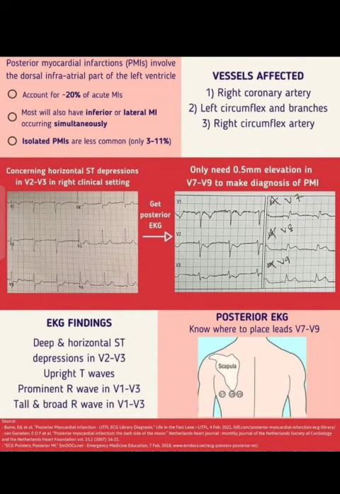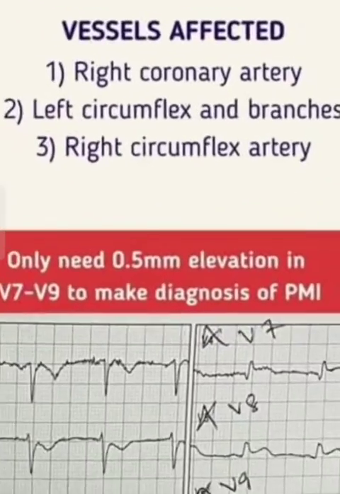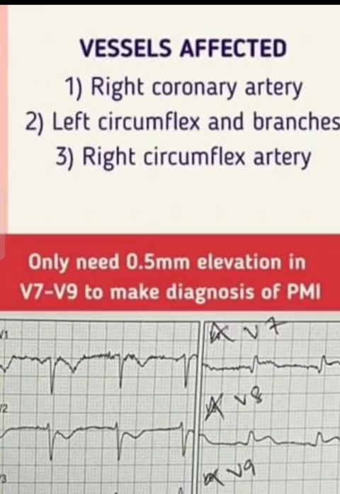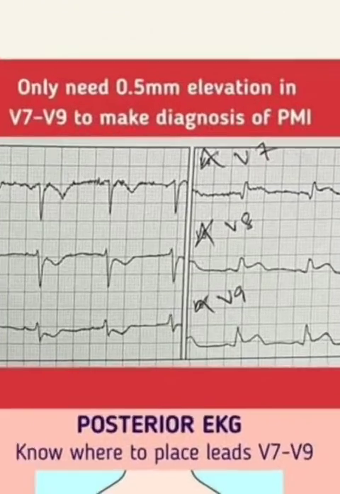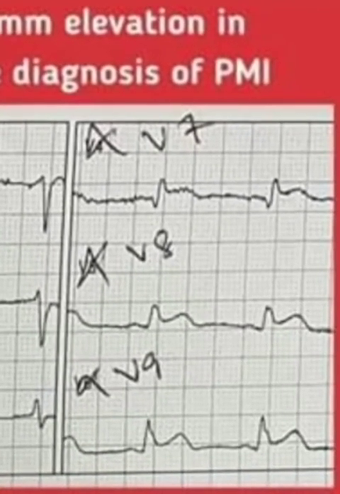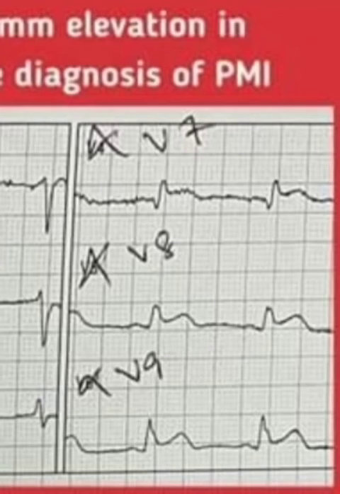Posterior MIs involve the dorsal infra-atrial part of the LV. They account for nearly 20% of MIs. Most will also have an inferior or lateral MI simultaneously. Isolated posterior MIs are less common, at 3 to 11%. Vessels affected include the right coronary, the left circumflex and its branches, and the right circumflex. You only need 0.5 mm ST elevation to confirm posterior MI.